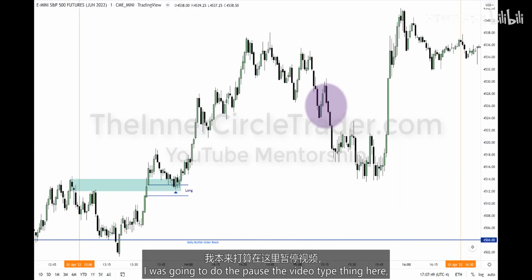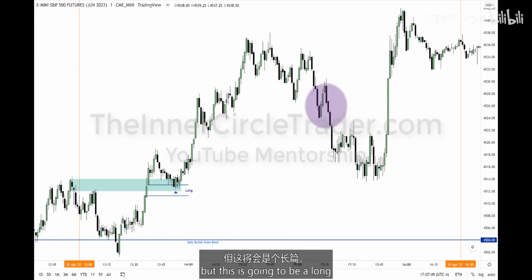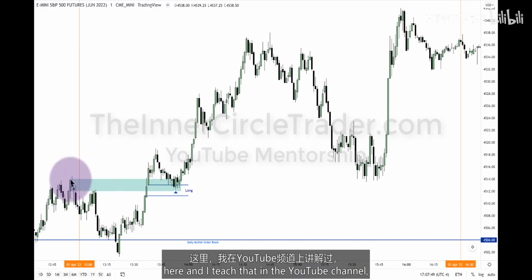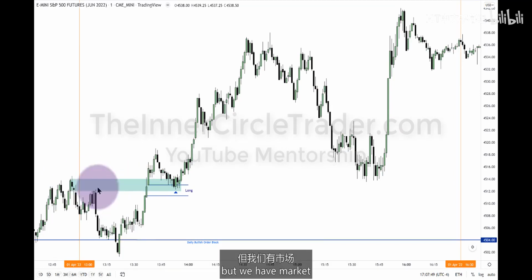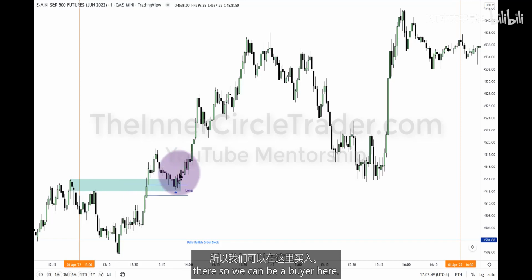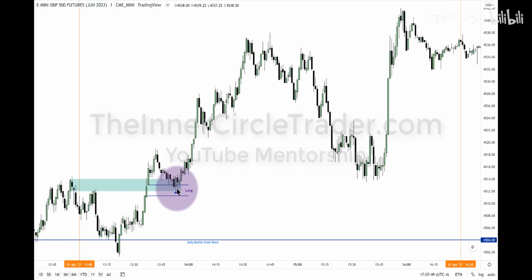All right, I was going to do the pause the video type thing here, but this is going to be a long video, so I'm just going to go right into it. All right, so we have a mitigation block here, and I teach that on the YouTube channel. But we have market structure breaking. We come back down into the mitigation block, and we also have the imbalance, fair value gap there. So we can be a buyer here.